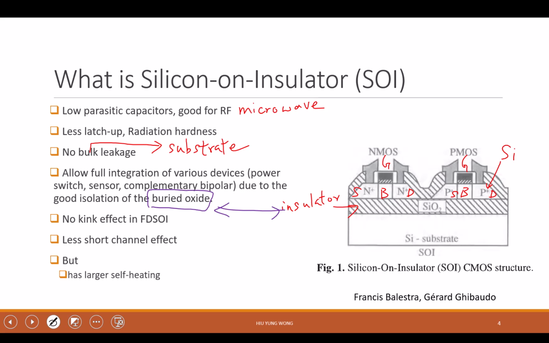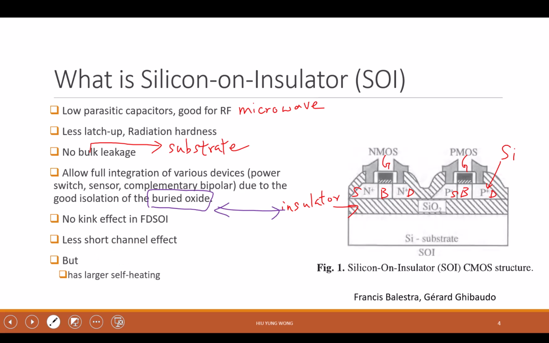We bury it deep under the silicon that we are interested in, or we call it the active silicon, active because we are using it, and then we bury this oxide underneath it. It provides very good isolation. Then we can put different devices together, bipolar, power, sensor, without affecting each other. So that is the good thing about it. It doesn't have kink effect. We talked about kink effect last time. We will discuss again this time.